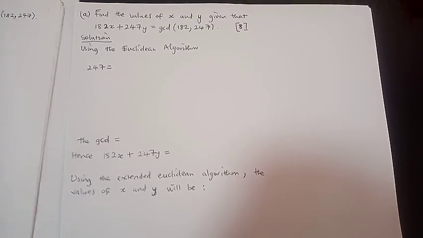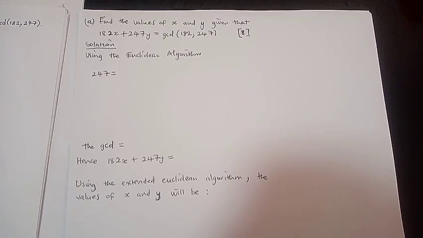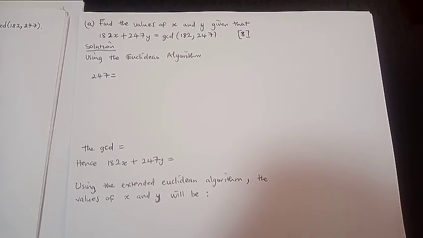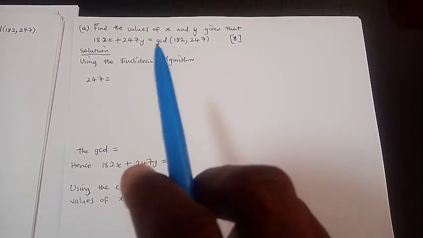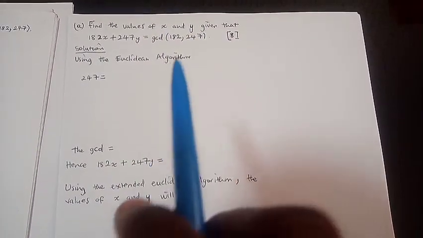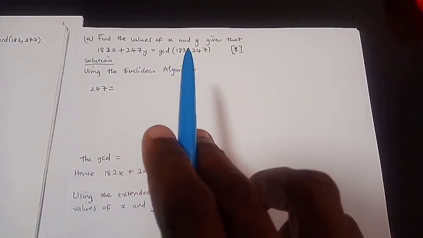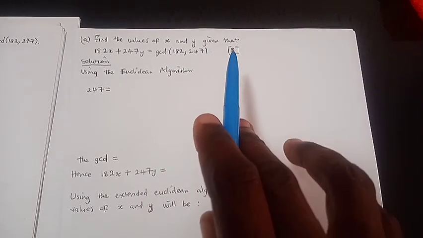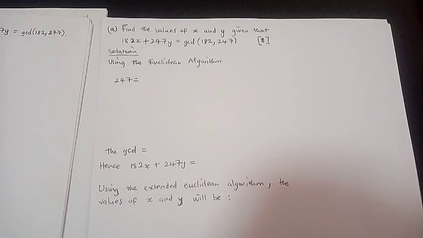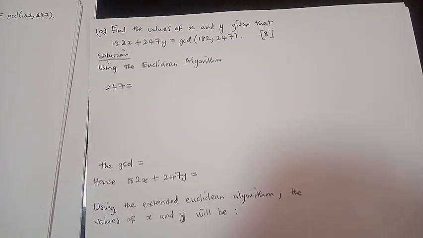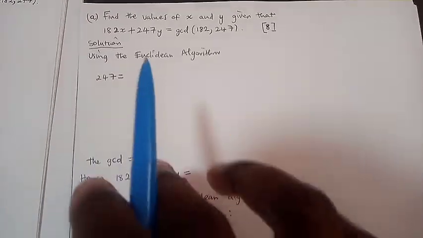And at this instance, we have a question asking for us to find the values of x and y, given that we have 182x plus 247y equaling the GCD of 182 and 247. So this whole expression is equal to the GCD of 182 and 247. It has been awarded 8 marks, and that means there is a little bit of concentration for us to invest in. So okay, let's just jump straight into it.